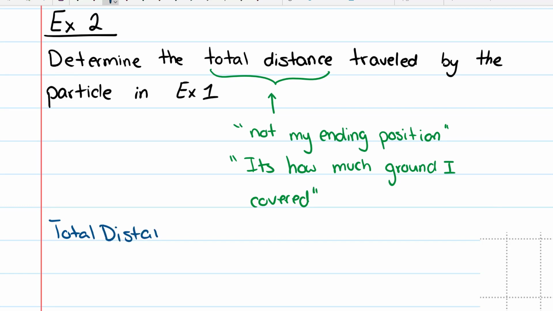what we need to do is integrate from A to B. So it's the same idea as before. We're going to integrate, but we're going to integrate the absolute value of v(t) dt. Notice that the starting point does not matter, since we're not looking for the end position. We're only looking for how much ground I covered over a certain amount of time.